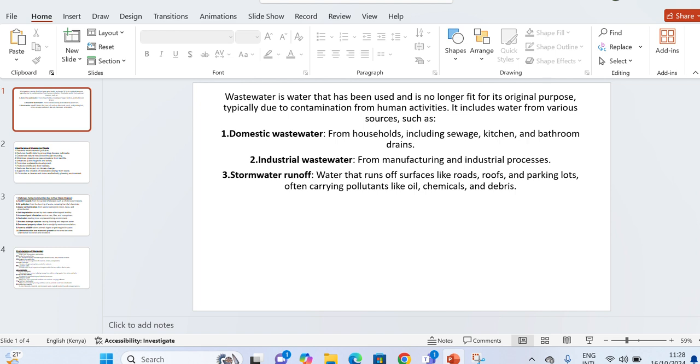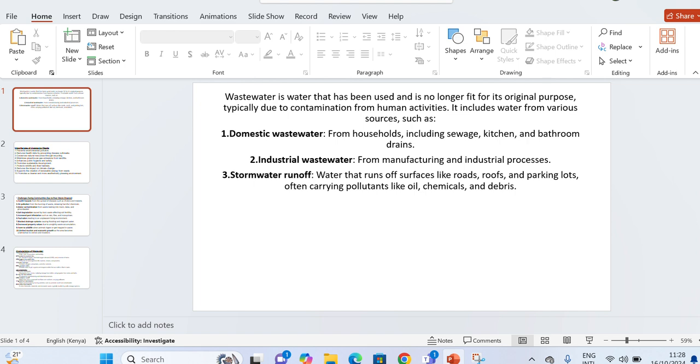And the second one is industrial wastewater. This wastewater is discharged from industries, and there are different processes that it can be mixed with when it is coming out of the industries from different places, like dry cleaning, processing industries, and many other sectors.